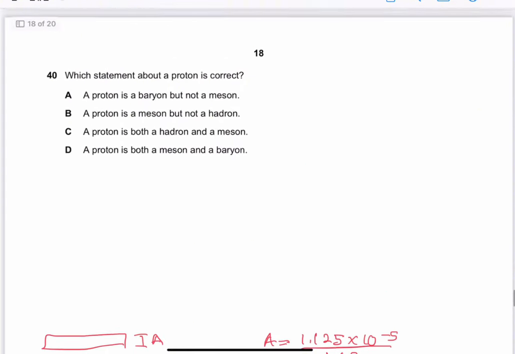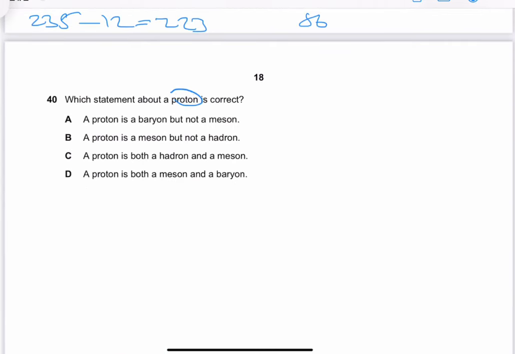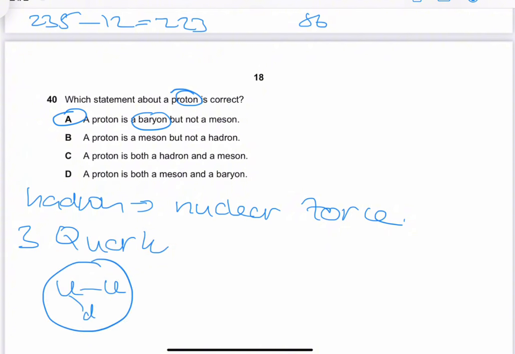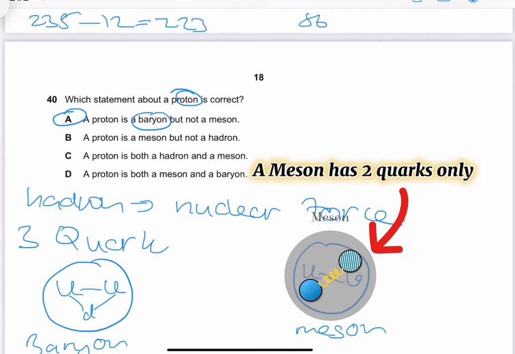Moving on to our last question for today, which is about protons. A proton is a baryon, but not a meson. So which of the following is correct? Our proton is a baryon, not a meson, right? Very important. A proton is what we call a hadron because it experiences the strong nuclear force. And a baryon generally has 3 quarks, a quark being the most fundamental particle of matter. So if we have 3 quarks, let's say an up quark and a down quark, that becomes a baryon, right? But a meson has only 2 quarks, an up quark maybe, and an anti-down quark, okay? So this becomes a meson.